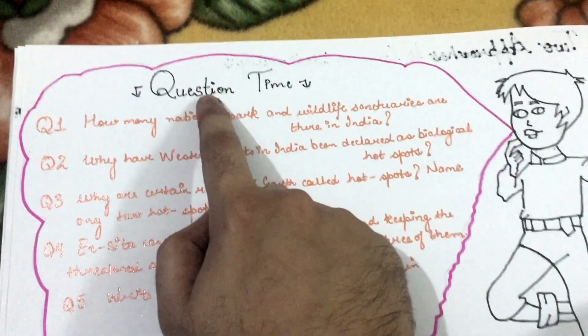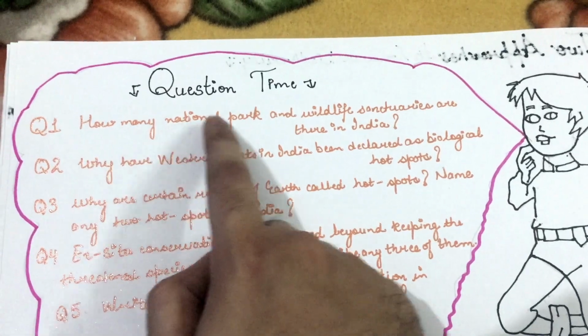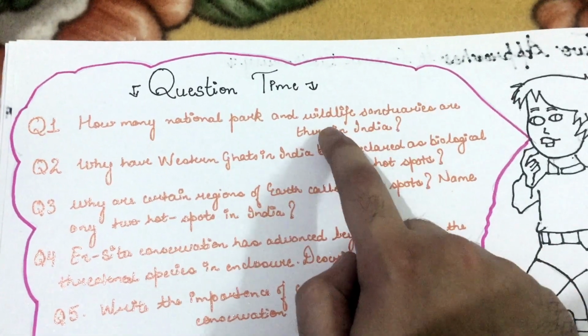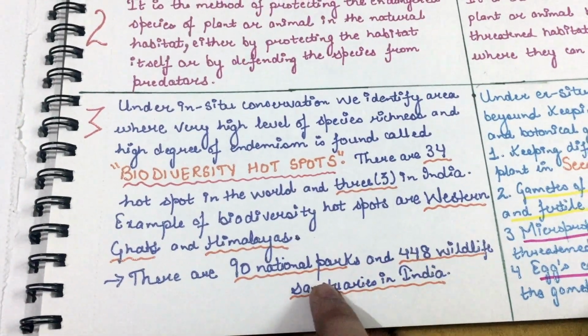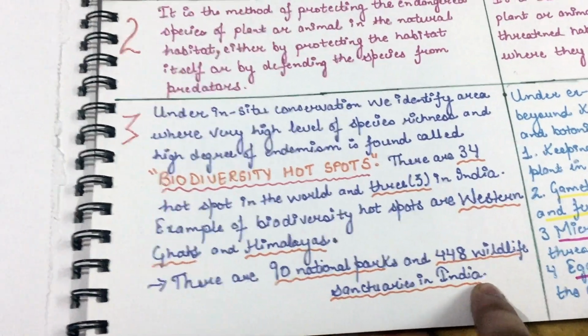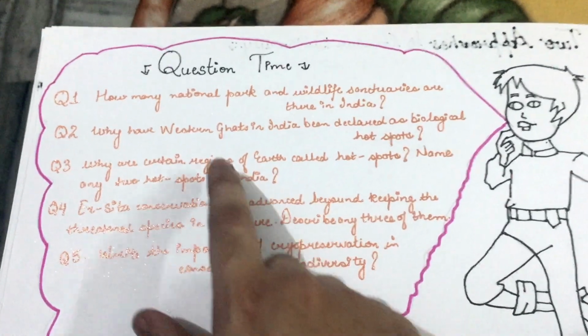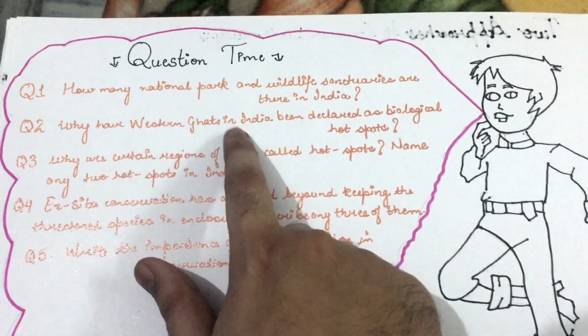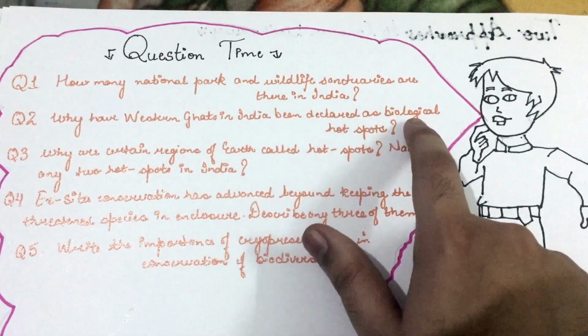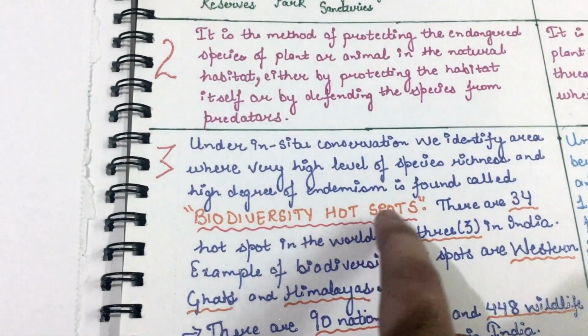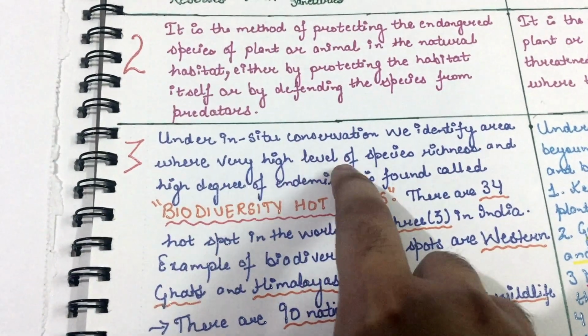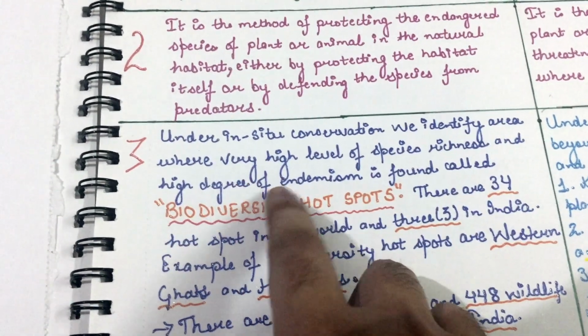So according to the text, the question is: how many national parks and wildlife sanctuaries are there in India? We know that there are 90 national parks and 448 wildlife sanctuaries in India. The second question asks: why have the Western Ghats in India been declared as biological hotspots? The Western Ghats in India have been declared as a biological hotspot because they have a high level of species richness and a high level of endemism.